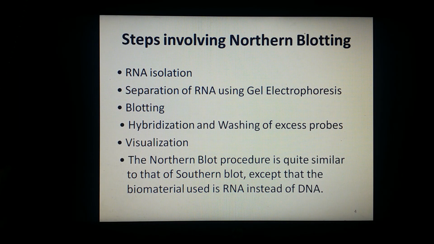Now let's discuss the steps that are involved in northern blotting. The first step is RNA isolation, then the separation of RNA using gel electrophoresis. The third is blotting. The fourth is hybridization and washing of excess probes. The fifth is visualization. The northern blotting procedure is quite similar to the southern blot, except that the biomaterial used here is RNA, whereas in southern blotting it is DNA. So these are the steps of northern blotting that we will be discussing in detail in the successive slides.